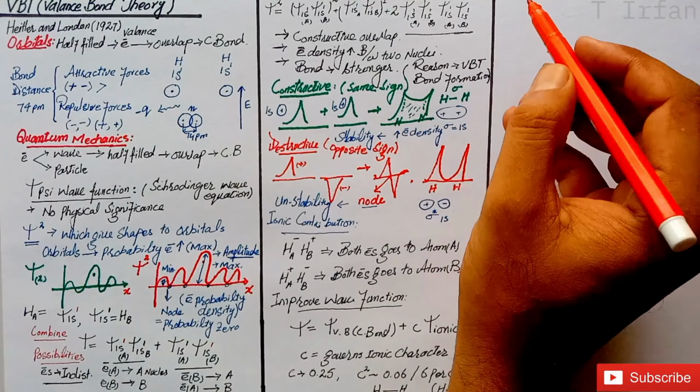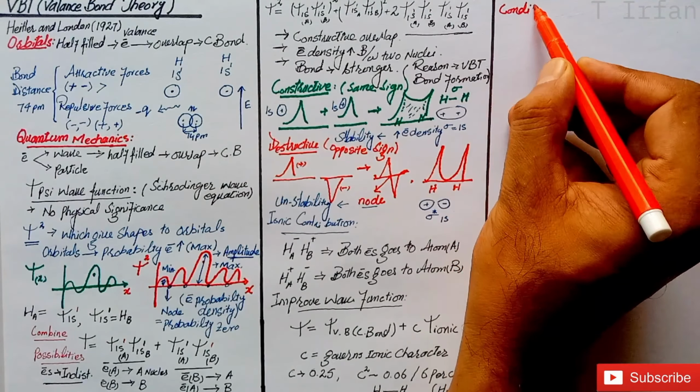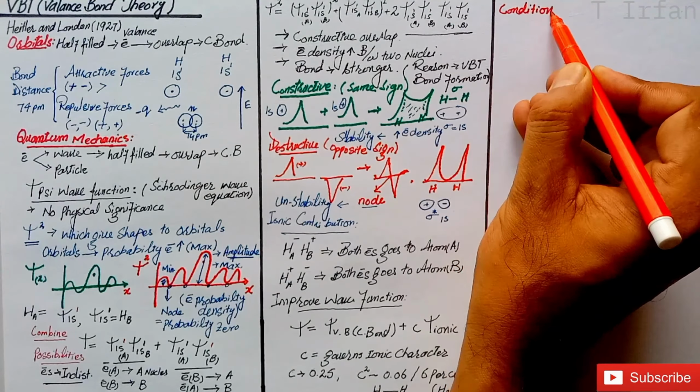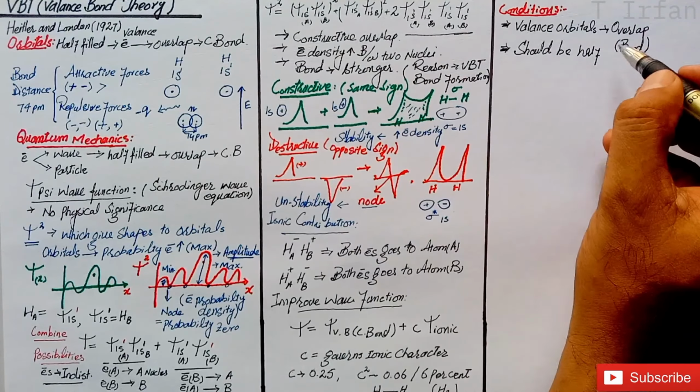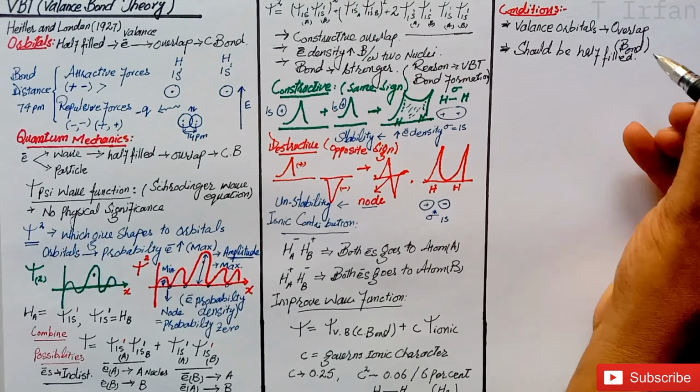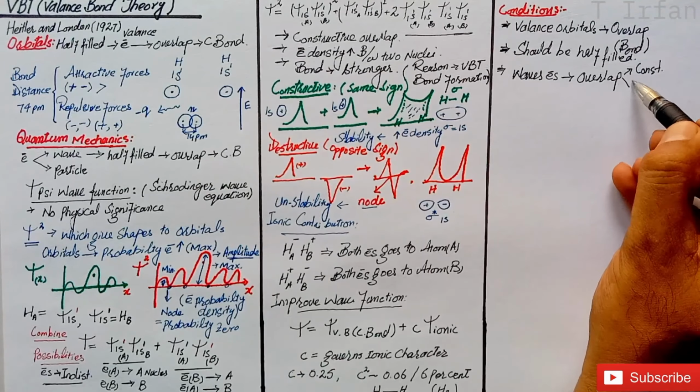Let us now discuss the different conditions of valence bond theory, or covalent bond formation. According to valence bond theory, these are the valence orbitals which should overlap during bond formation, and these valence orbitals should be half-filled. Or in quantum mechanics we can say these are the waves of the valence electrons which should overlap in a constructive way during formation of a covalent bond. Or the phase of the valence orbitals which are overlapping should be the same.